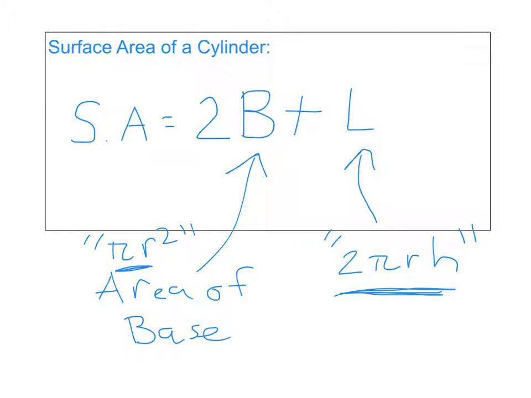So as always, once again, to find the surface area of the cylinder, it is 2 times big B, which is always the area of the base, plus whatever the lateral surface area is. And the lateral surface area, again, can be found by taking 2 pi r h. Make sure you get this in your notes.